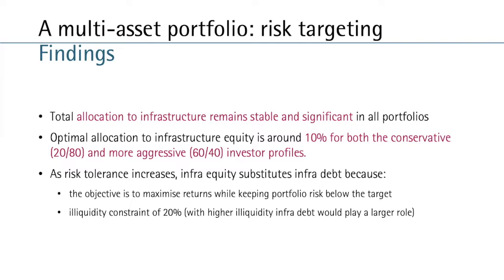One is the objective is to keep the risk lower than the target, but also to maximize the returns. So the optimizer focuses on the asset class which can provide a higher return, and the illiquidity constraint of 20% also caps how much infra debt can be allowed in the portfolio. We have tried this exercise by relaxing this illiquidity target as well, and infra debt actually replaces quite a bit of bonds in the portfolio in that case.